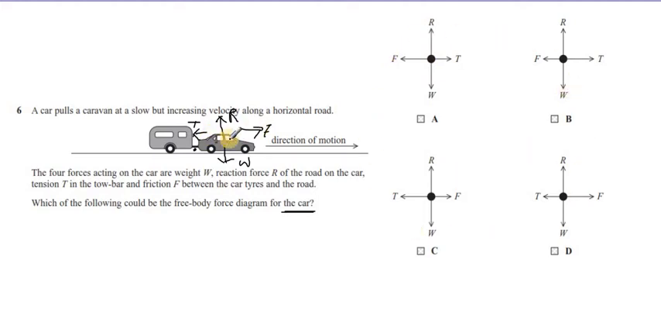If you see the diagram, it is the direction of motion, so engine force should be rightward. So immediately we cannot have option A and B. We need to choose between C and D. If you see increasing velocity, that means we have acceleration in the forward direction. That means yes, engine force must be greater than the tension. So we must have option D for question number 6.